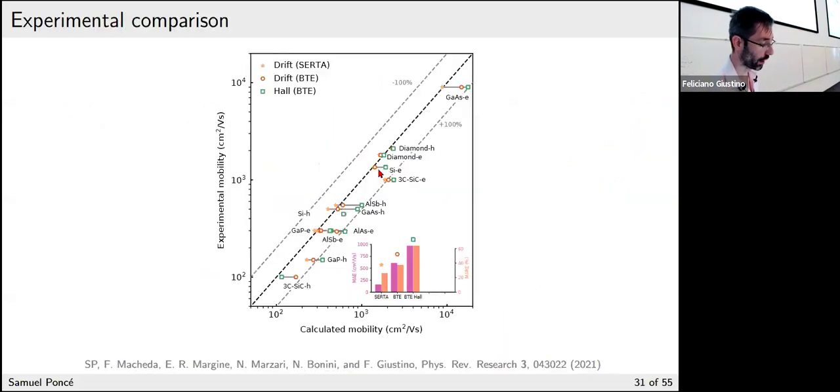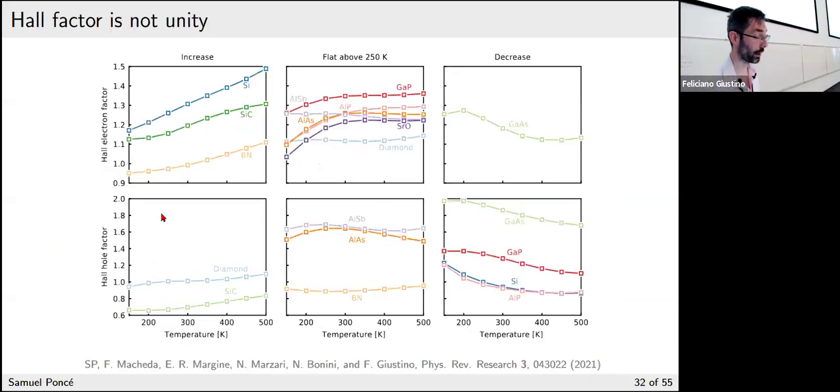Okay, and so we can do that, and then we obtain the green squares, which are really our most accurate prediction, and you can see that we now quite strongly overestimate experiment, sometimes by a factor of 2, but it is somewhat expected to overestimate experiment. What I want to point out is that the Hall factor is often assumed in the literature to be unity, but as you can see, that is not the case. It's really unpredictable. You have to compute it.